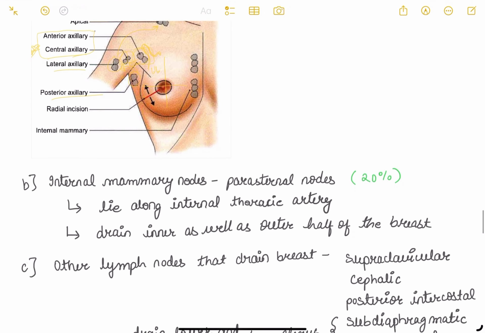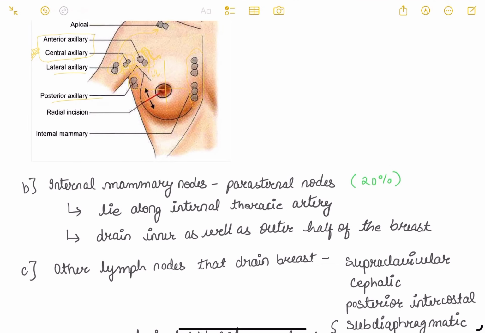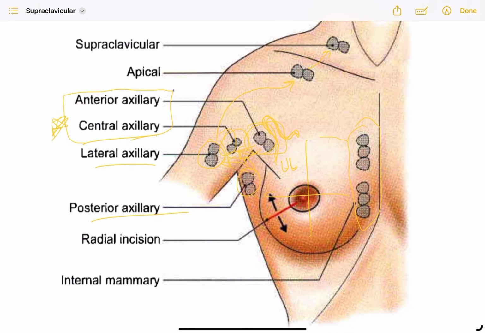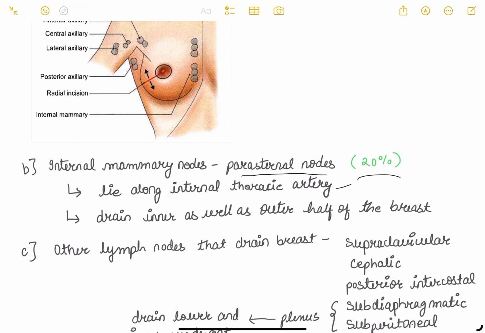Okay. Then we have internal mammary nodes, which are these. They are lying along the sternum, the lateral border of the sternum. Therefore, they are also called parasternal nodes. They are going to drain 20% of the lymph. They are going to lie along the internal thoracic artery, and the important point is that they are going to drain all the 4 quadrants, that is the inner as well as outer half of the breast. Okay, so I hope it is all clear up to this.